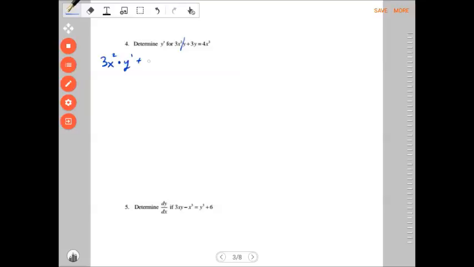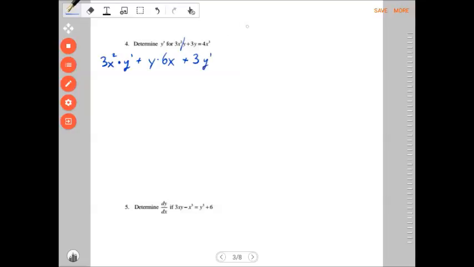Plus the second function, y, times the derivative of the first. So that's times 6x. Okay, derivative of the first times the second, plus the second times the derivative of the first. So that's the product rule. Okay, and then we have, oh look, the derivative of 3y is just 3.